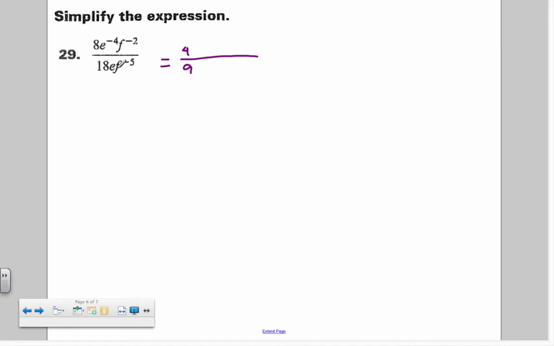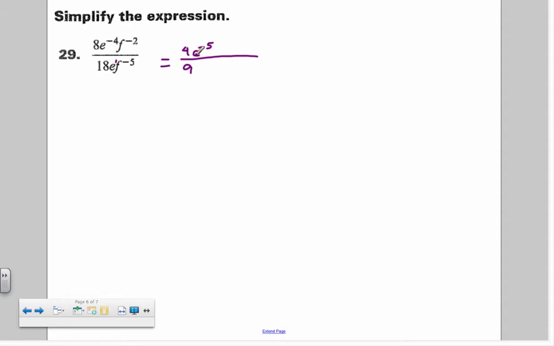So here I have an e and an e, and if you think about this one as being e to the 1st power, I can use the quotient property, right? I'm going to do subtraction, so it's e to the negative 4th minus 1, which is e to the negative 5th power. I'm just going to write that on the top for now, and then I'm going to probably want to simplify that again so that I don't have negative powers.